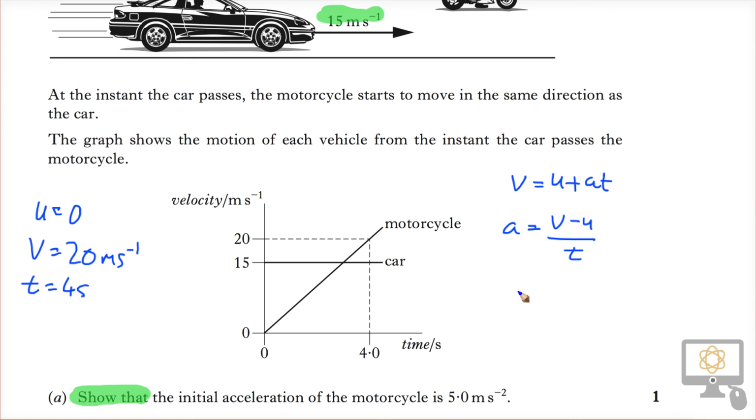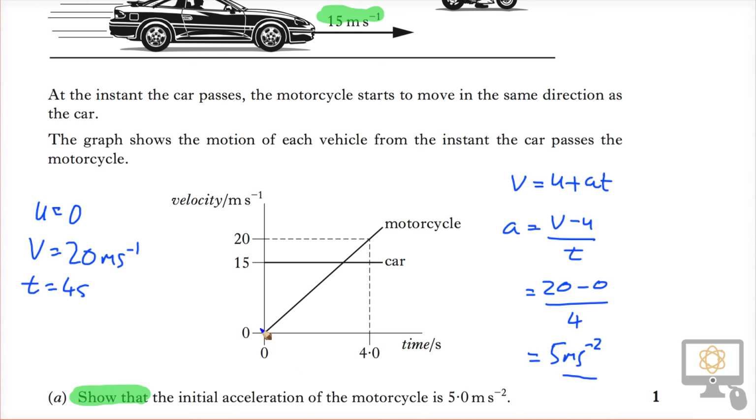So we can plug it in like that. The final velocity is 20, the initial velocity is 0, and the time that takes to accelerate is 4 seconds. So 20 over 4 is 5 meters per second squared. And also bear in mind you must include the units correctly, otherwise you'll lose half a mark.